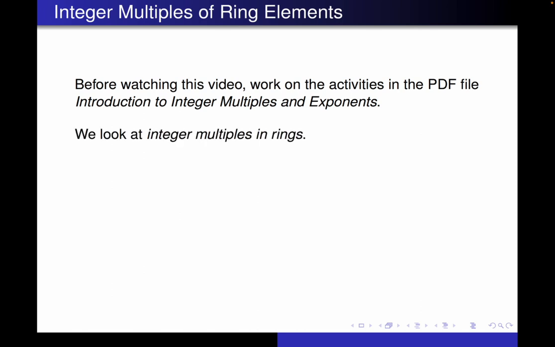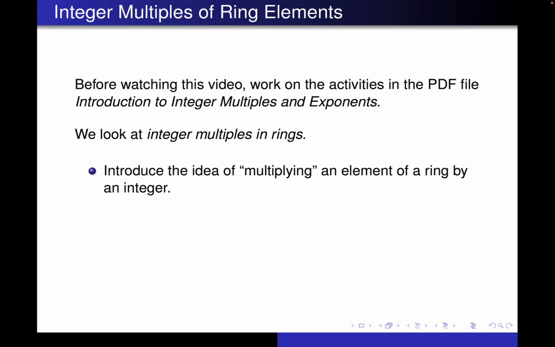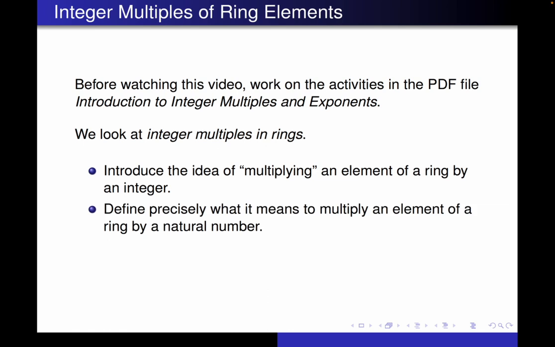Okay, so specifically we're going to be talking about integer multiples in rings. We're going to introduce the idea of multiplying an element of a ring by an integer. I have "multiplying" in quotes because it's not going to be ring multiplication. We're going to define precisely what it means to multiply an element of a ring by a natural number. Eventually we'll get to all integers, but right now we're going to concentrate on natural numbers. And then we're going to prove a theorem using that definition.